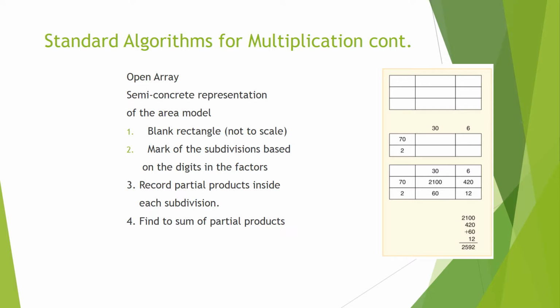So 70 times 30, well, I know 7 times 3 is 21, 2 zeros, 2,100. Then move across. 70 times 6, I know that 7 times 6 is 42, so that's 420. And then move down to the next box. 2 times 30, 60. And then 2 times 6, 12. Then all you do is add each of those partial products and you get the correct answer.